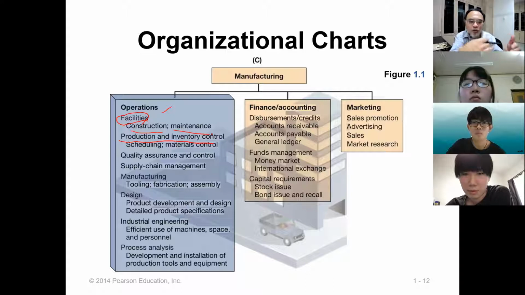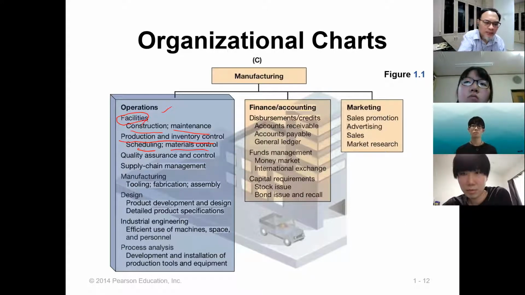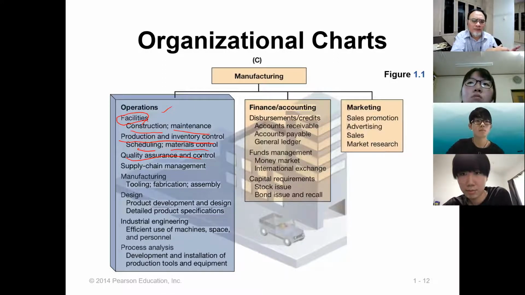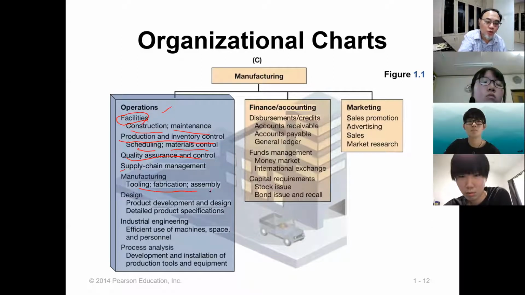We need to have a schedule for production. How many to produce every day? How many units? When to produce. So you need scheduling. When you need scheduling, you need material control. Material control means when to supply, for example, the tires to the production line so that the tires are available. Quality assurance is also under operations. You produce a component, a part, or the car. At every stage, you need some form of assurance. Quality is not only inspection, it's more than that. And supply chain management, manufacturing, tool fabrication, assembly.